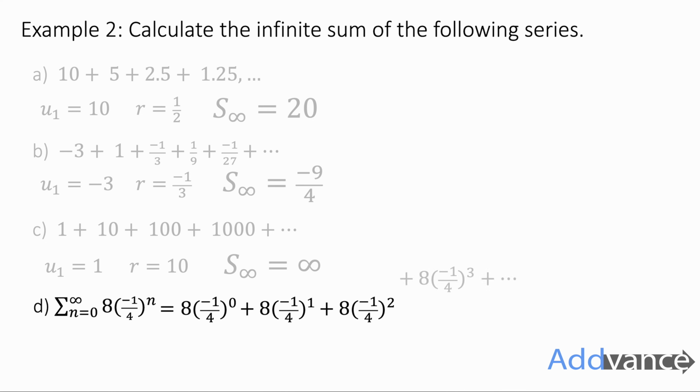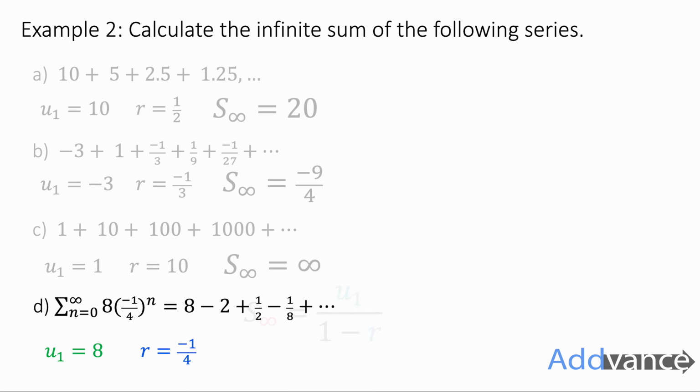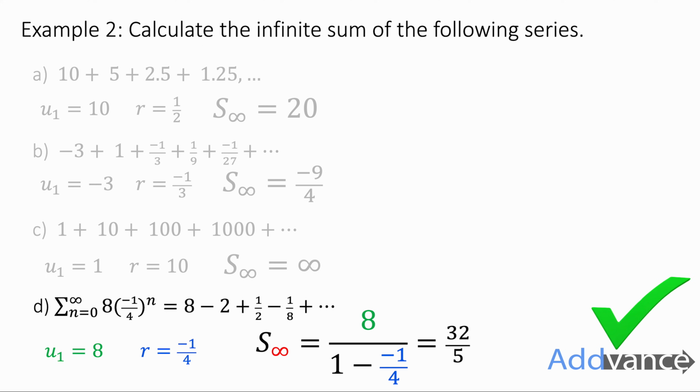It looks like this, where I'm just substituting n equals 0, n equals 1, n equals 2, n equals 3, etc. into the summation. I can evaluate that like this: 8 minus 2 plus a half minus 1/8. You should see the ratio here is minus 1/4, and the first term is 8. So you get S infinity is u1 over 1 minus r, which is 8 over 1 minus minus 1/4, which is 32 over 5. And that is the final answer.